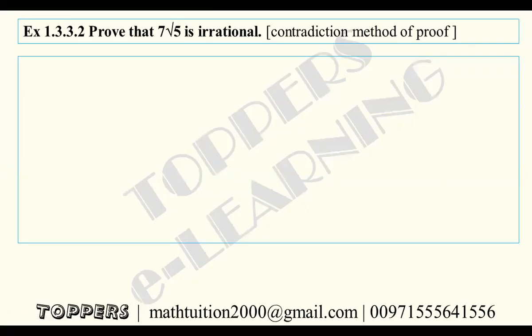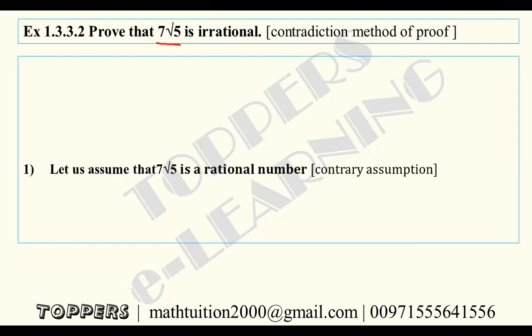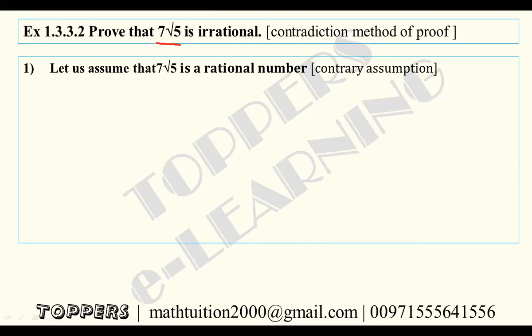Prove that 7 root 5 is irrational. We have to prove that 7 root 5 is irrational. We will use the same contradiction method of proof. So first we have to assume that 7 root 5 is a rational number. So let us assume that 7 root 5 is a rational number. This is a contrary assumption.